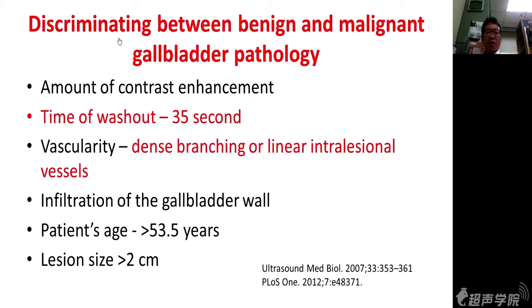How do we differentiate gallbladder pathology, especially malignant gallbladder pathologies? The degree of contrast enhancement and the washout time are very important. Their setting in this publication is 35 seconds, and also the vascularity. If there are dense branching linear intralesional vessels, it also suggests the possibility of malignant gallbladder pathology. Another sign is infiltration of the gallbladder wall.